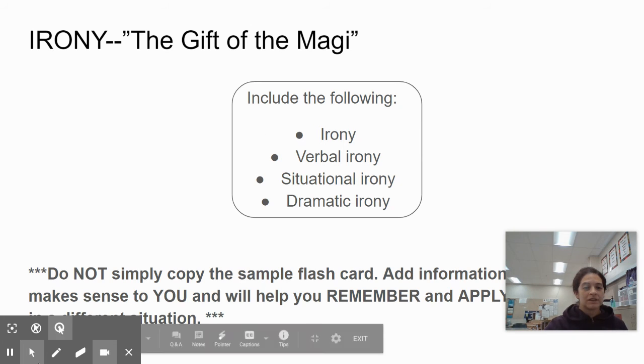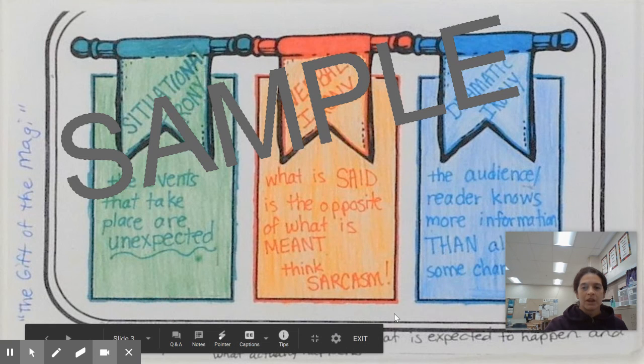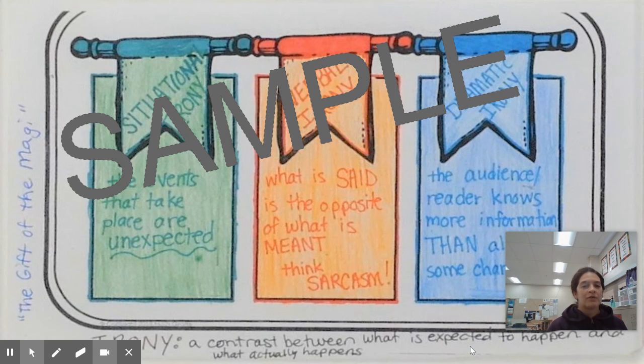So here is the sample card. It says sample intentionally. On the side, I have The Gift of the Magi, so that in my brain I can connect those two, that irony was in The Gift of the Magi. At the bottom, I have a definition for irony. And then I used one of the flags for each of the three types of irony, and then added a definition for them and/or another way to think about it so that I could keep it fresh in my brain.